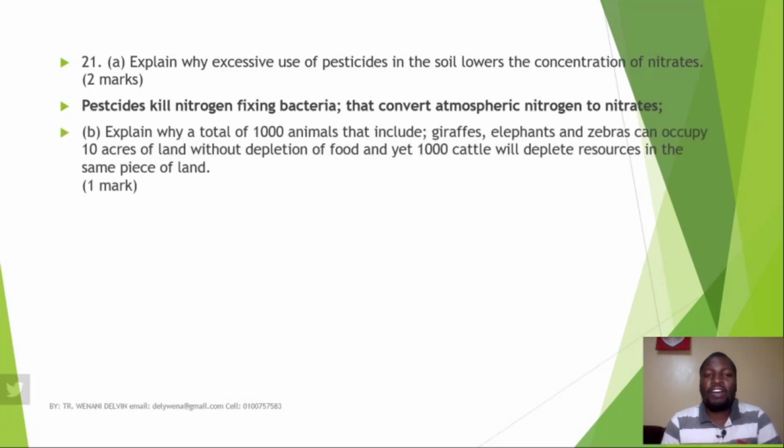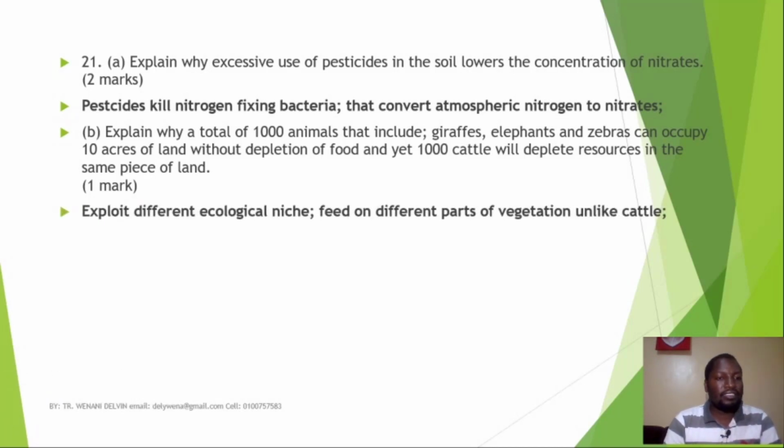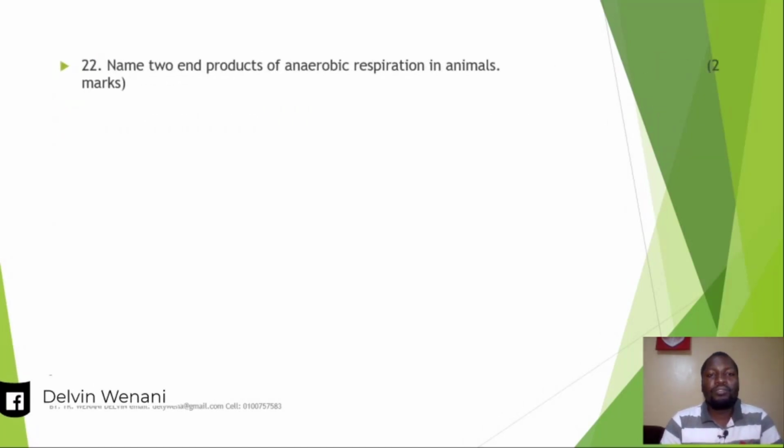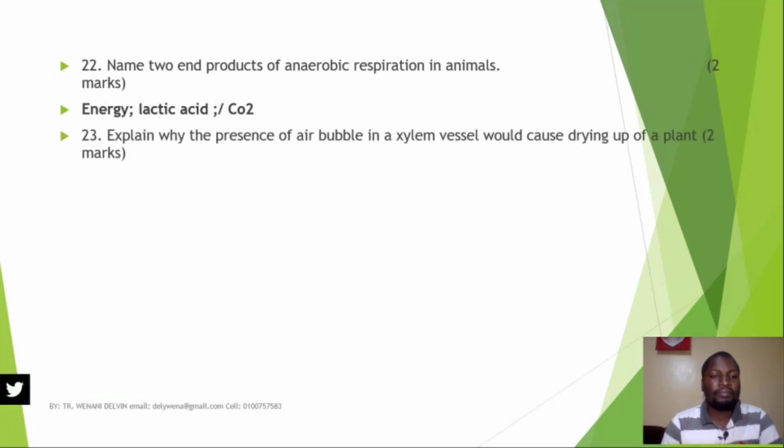Explain why a total of 1,000 animals that include giraffes, elephants, and zebras can occupy 10 acres of land without depletion of food, and yet 1,000 cattle will deplete resources in the same piece of land. Because they explore different ecological niches, feeding on different parts of vegetation, unlike cattle. Name 2 end products of anaerobic respiration in animals. And these are energy, lactic acid, or carbon dioxide.